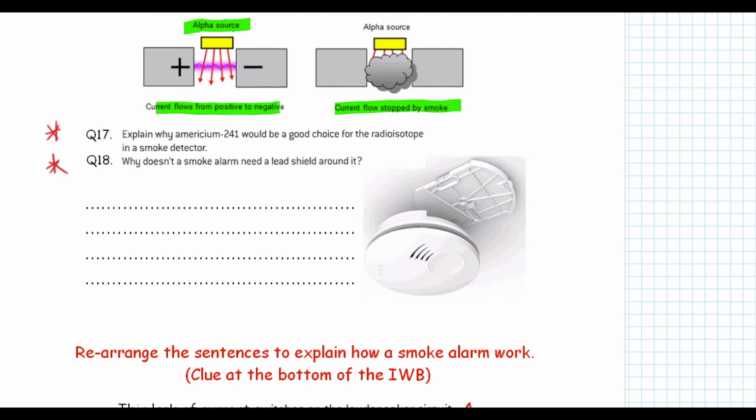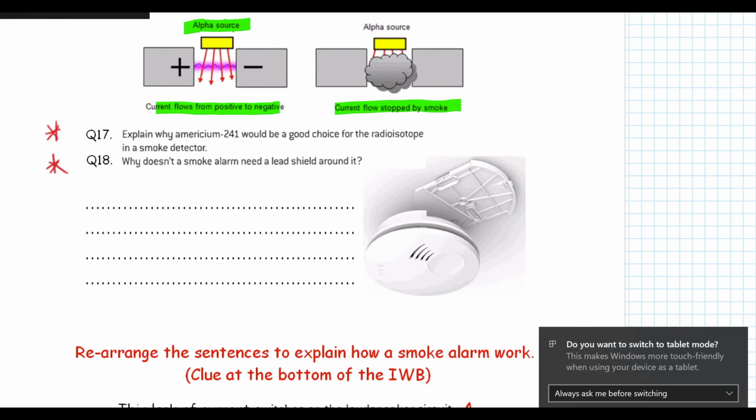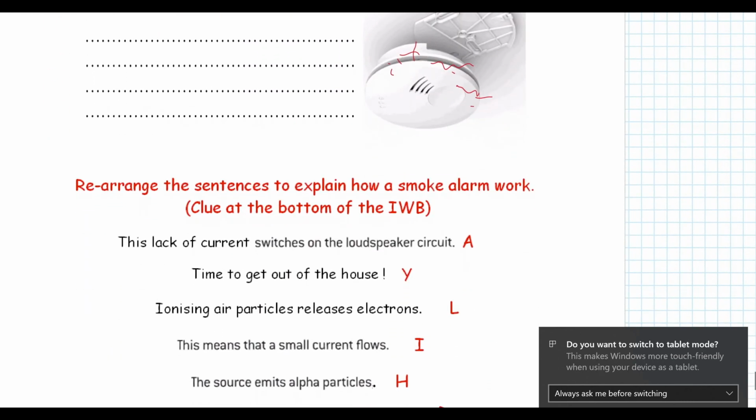Question 18, why doesn't a smoke alarm need a lead shield around it? Well, I did mention earlier, it's an alpha source and does not penetrate past a few centimeters of air. So you can imagine the alpha wouldn't penetrate through the plastic and wouldn't go through the air, so it's harmless to anybody walking by.